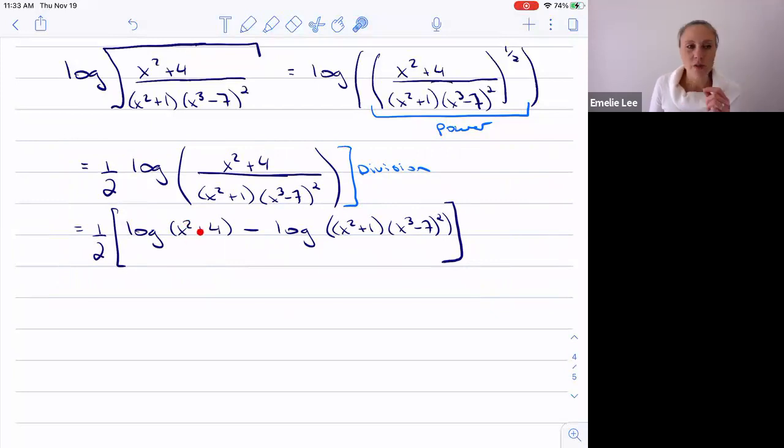There's nothing I can do here. The only thing I can do is expand this 1/2 inside, but I'm going to wait until the very end to do that. So there's nothing I can do. I'll leave it alone. Now I'm going to focus on the x squared plus 1 times x to the 3 minus 7 squared. So I've got multiplication in here.